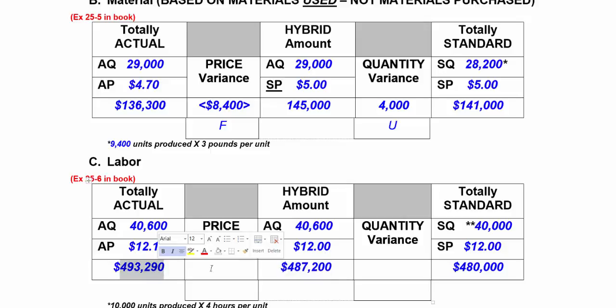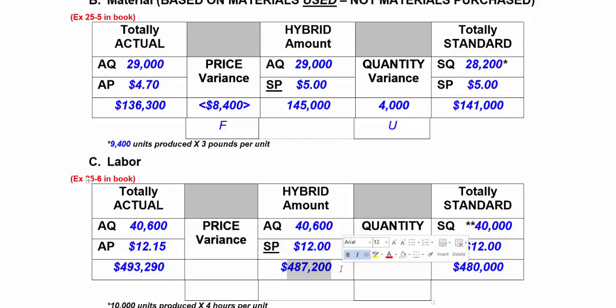Number on the left minus number on the right. Positive, bad. Negative, good. Whoops, positive. So the actual number is $6,090 bigger than the more standard number. That's unfavorable. Let's take a look now at the more actual number, relatively more actual number, compared to the totally standard number. Oops, that's also higher by about $7,200. Let's compute the difference. 7,200 more actual than standard, not good, also unfavorable.